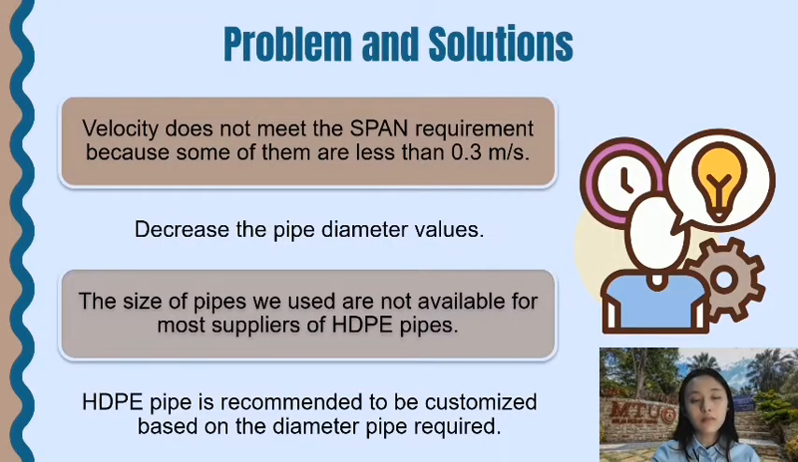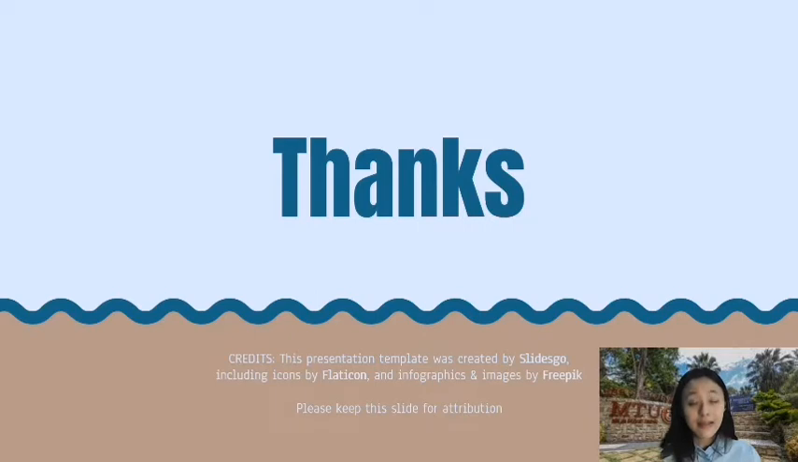So throughout the project, we met two problems. First, the velocity does not meet the requirement. Hence, we have to reduce the pipe diameter. And next, the size we use for the HDPE pipes is not available from most suppliers. Hence, we have to customize the size based on the required pipe diameter. And I think that's all for the minor video presentation for water reticulation.